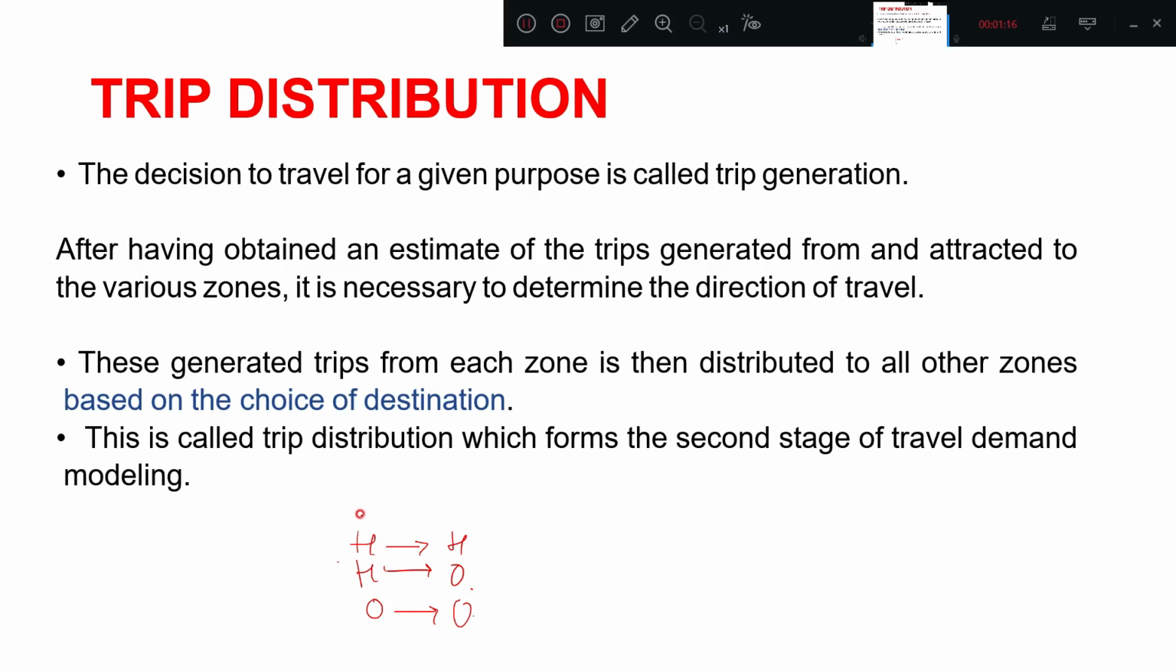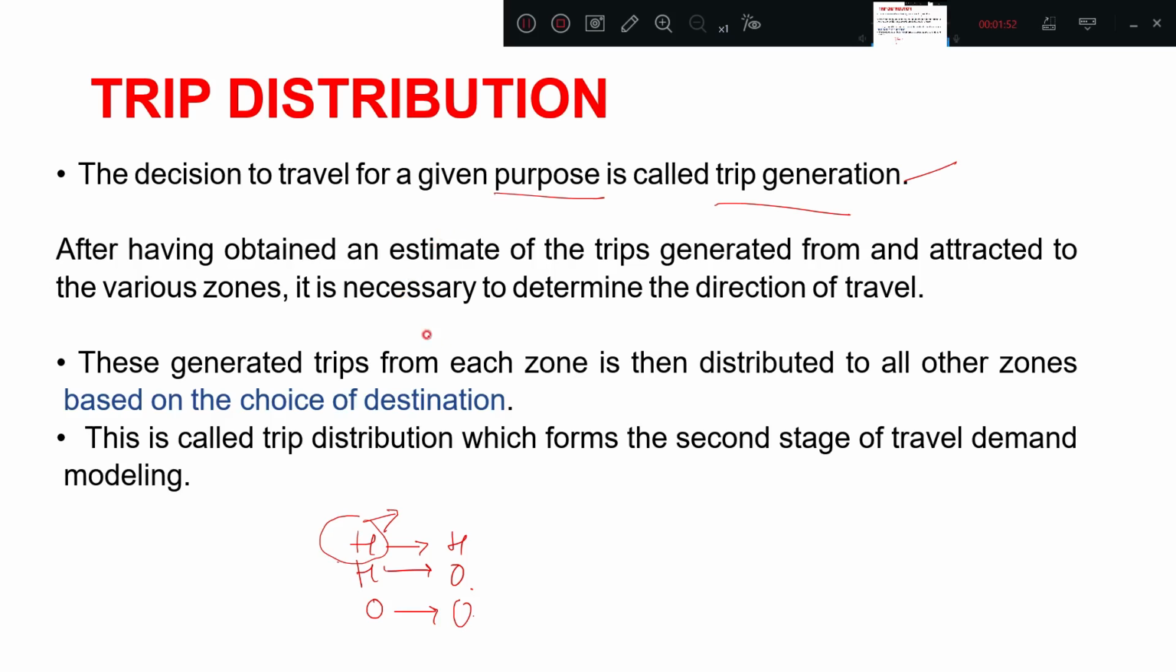So here trip generation is about from whom you are coming out. That's what I have mentioned here in the trip generation. For a certain purpose you are coming out of the house. That is the decision to travel. The decision to travel may be for school going purpose, for job purpose, for education purpose, for health purpose. You are coming out of the residential area or a residential zone, and you are making a trip. So that is trip generation.